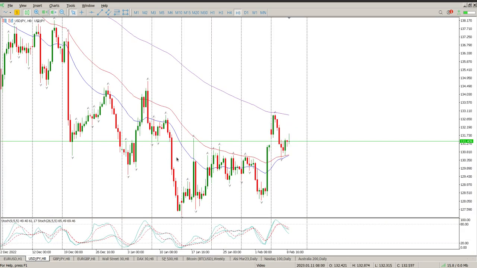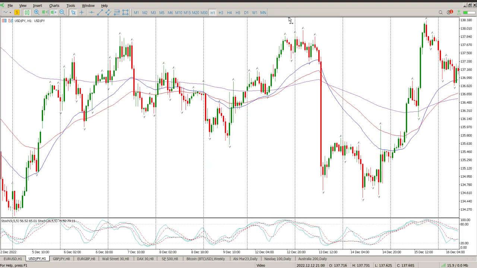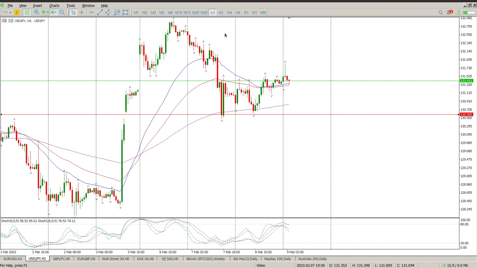Moving on to US dollar Japanese yen. Nothing really happening here either. We have pulled back to some structure. We are in between the moving averages, which is never a good sign. This always indicates that we're going to be ranging a bit. And the markets are confused, as I've already said. So just be very wary about jumping in at the moment.